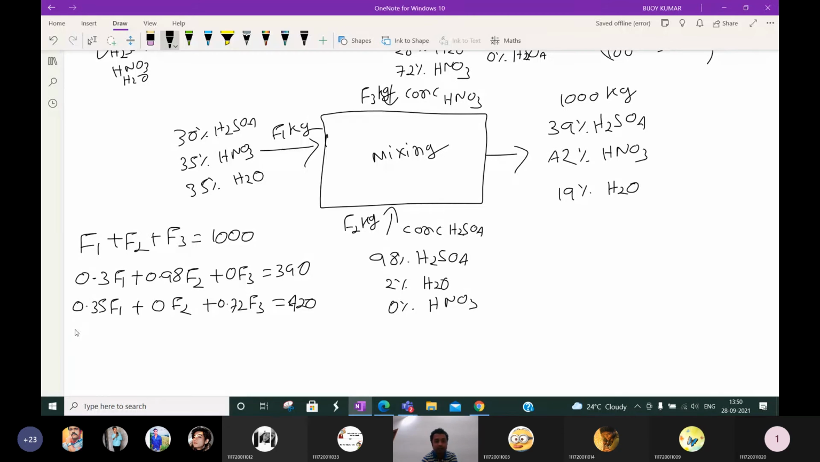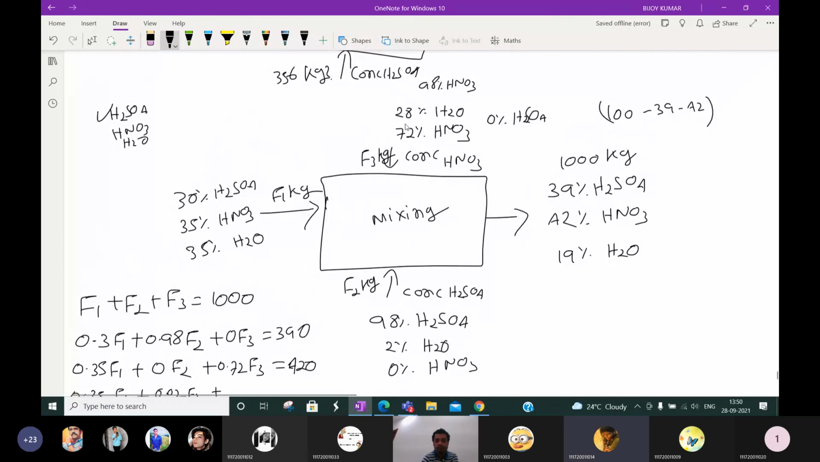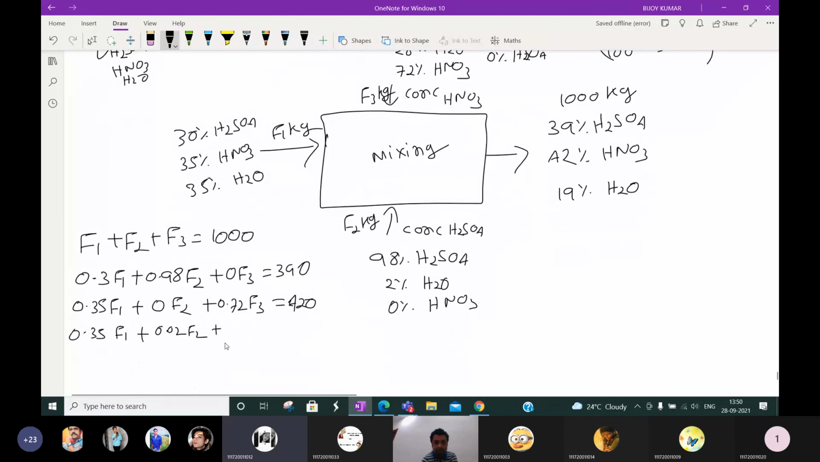Then for H2SO4, that will be 0.35 F1 plus 0.02 F2 plus 0.28 F3 is equal to 190. So we have three variables and four equations. Just take any three equations and solve them in the calculator.